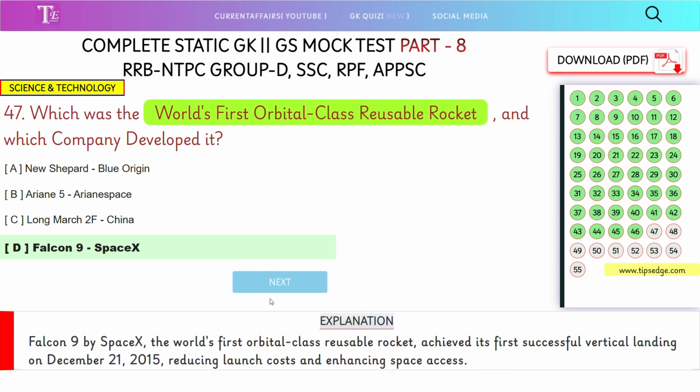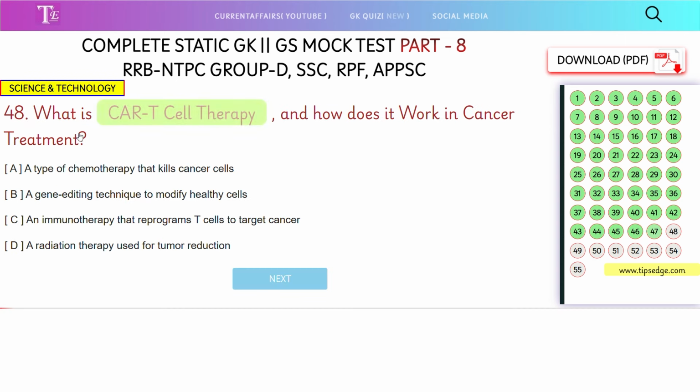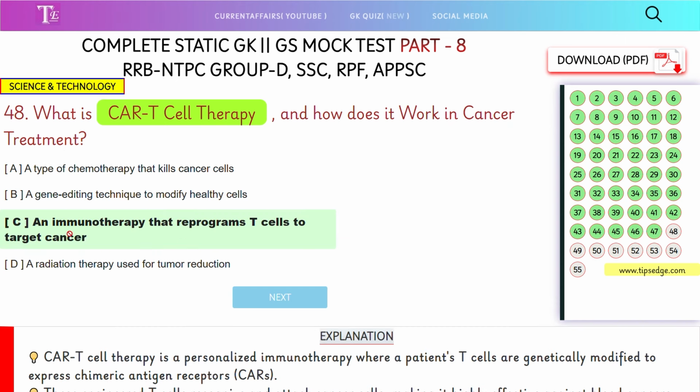Now moving to the 48th question. What is CAR T-cell therapy and how does it work in cancer treatment? Answer: an immunotherapy that reprograms T cells to target cancer.